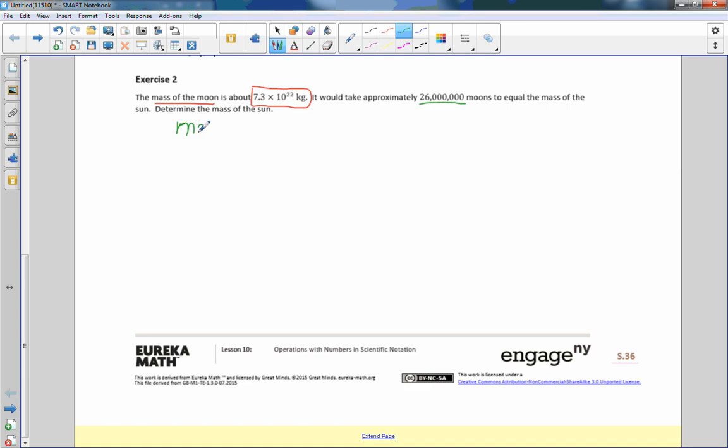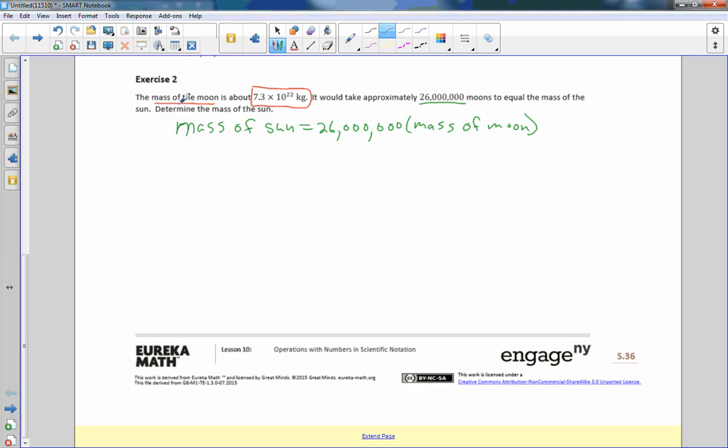The mass of the sun equals 26 million times the mass of the moon. It takes 26 million moons to equal the mass of the sun. That's what this says. Mass of the sun is 26 million times the mass of the moon.